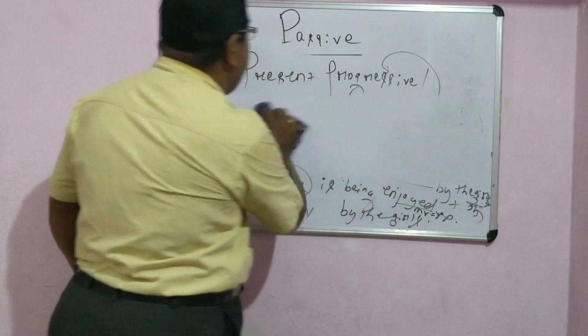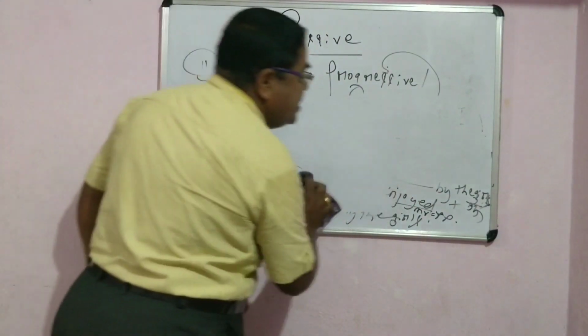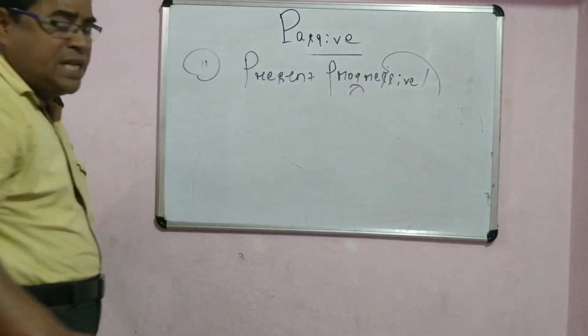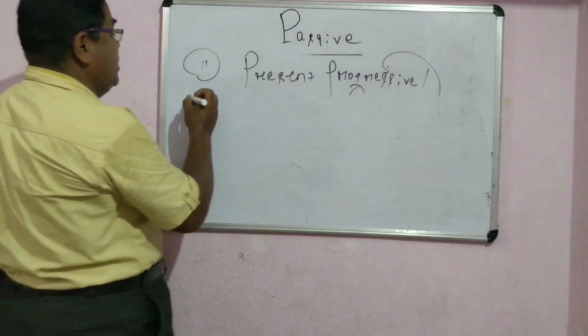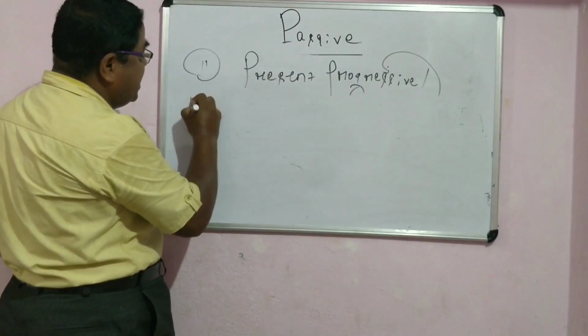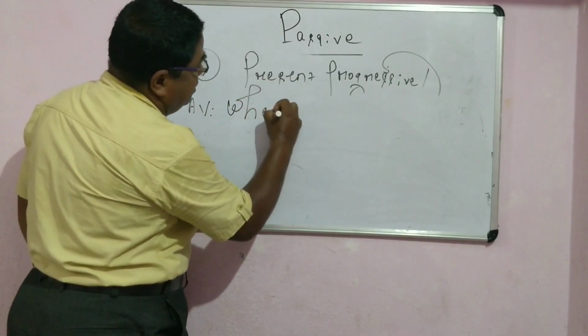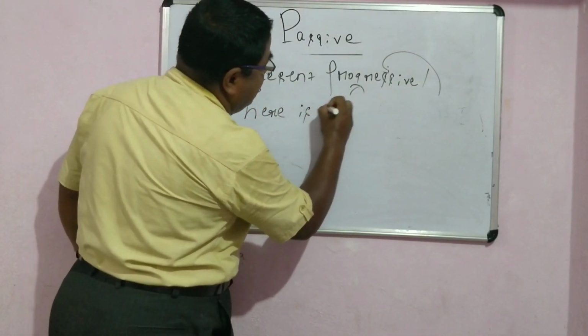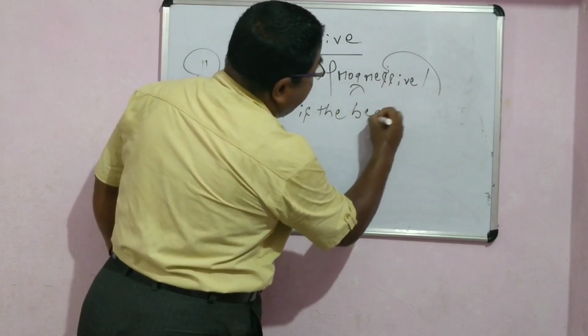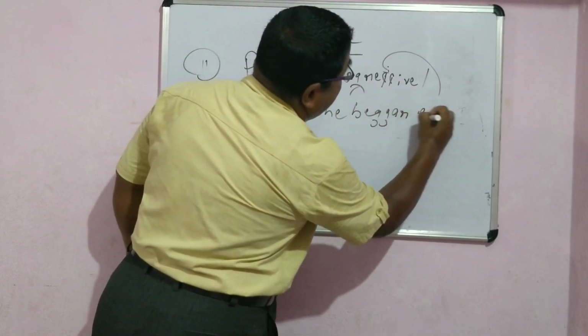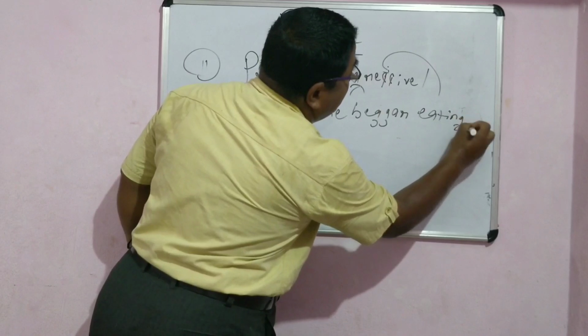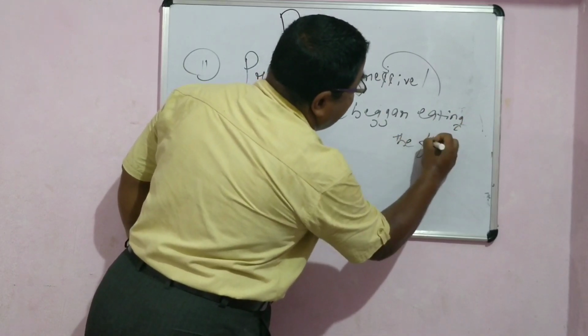Okay? In the same formula, suppose you have to change active to passive in the present progressive in the interrogative. Suppose there is an active sentence: Where is the beggar eating the food?